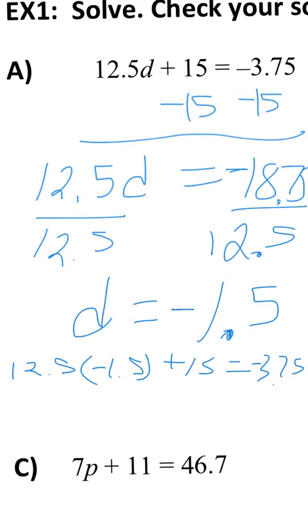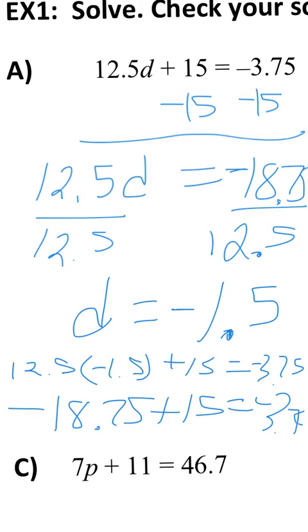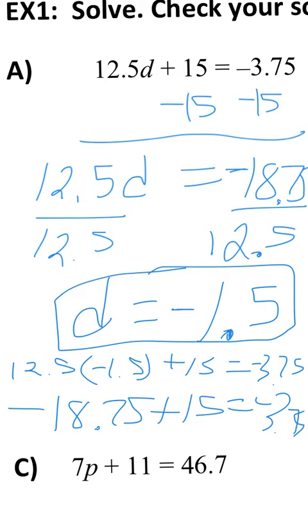So in this case, 12.5 times the negative 1.5 is negative 18.75. And when we add 15, we end up with the solution of negative 3.75. So our answer is correct. So d really is negative 1.5, and that is our final answer.